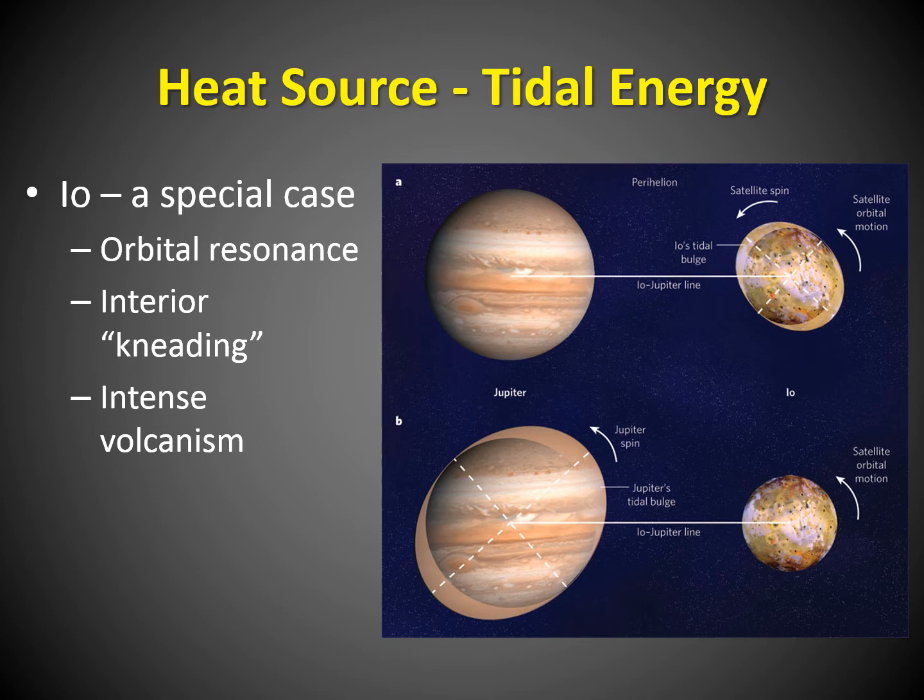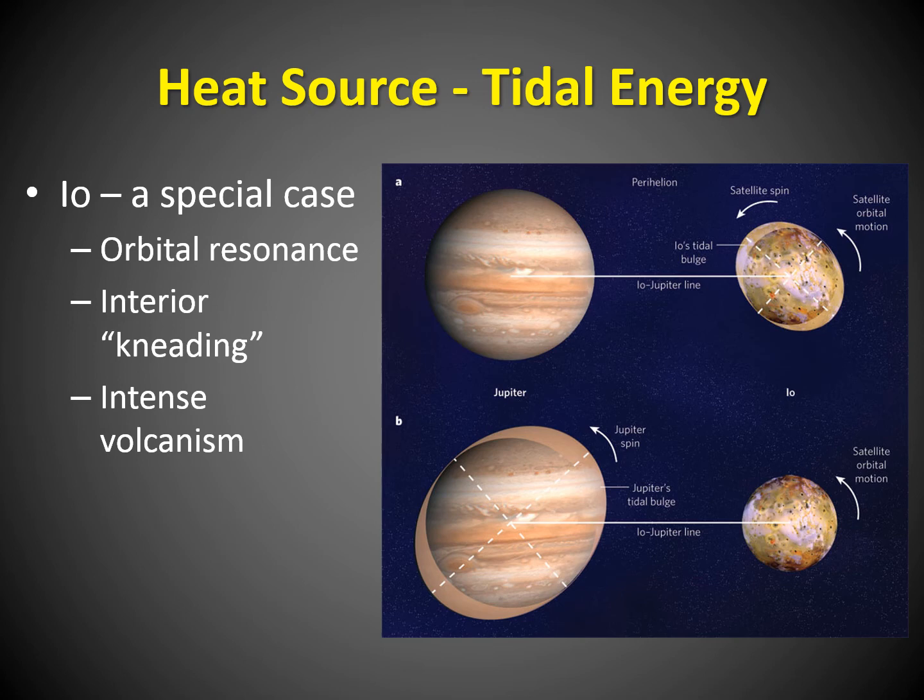Okay, another source of heat, and it's probably not a big deal here on Earth, but it is a big deal in some other places, especially one of the moons of Jupiter called Io, is tidal energy. Jupiter's a big planet. It's got lots of mass, so it has really big tides. And Io gets squished by this tidal squeezing.